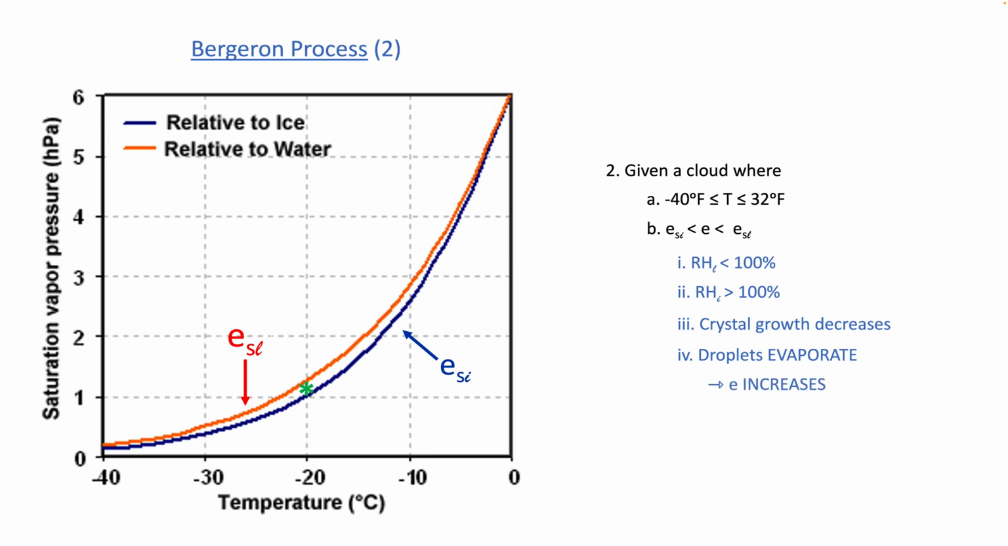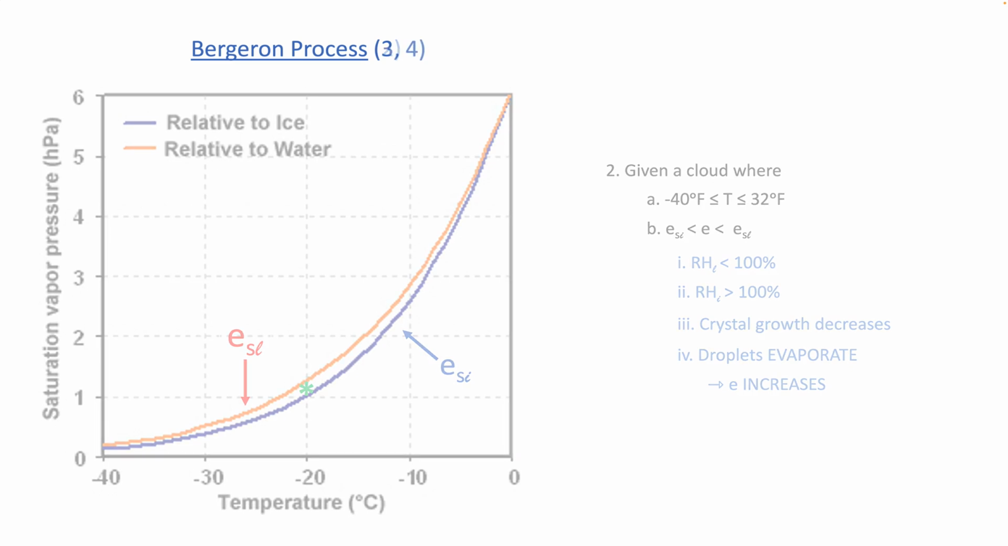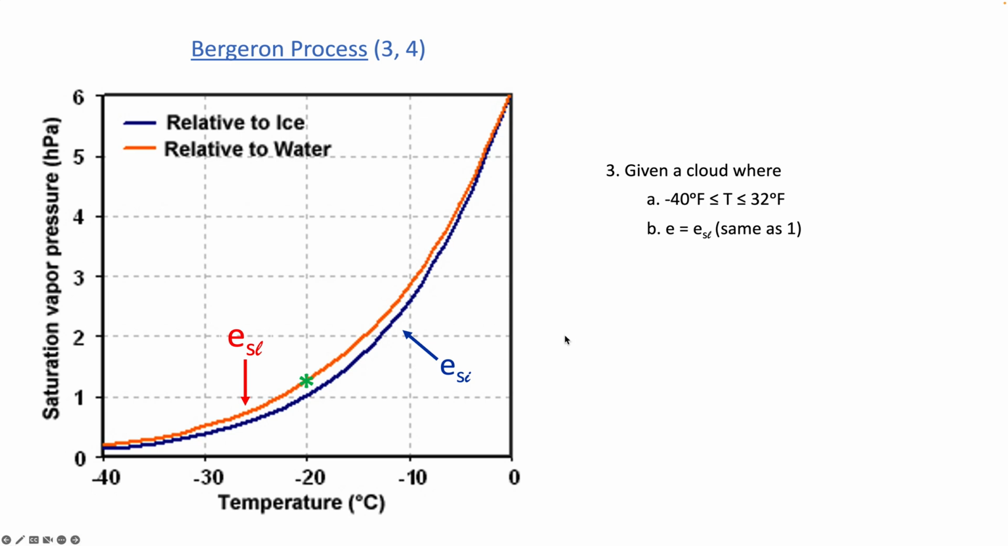So E is going to increase, and what we're going to see in our next slide is that the asterisk is going to pretty much bounce right back up to the saturation curve for the liquid water. So this is now steps 3 and 4 of the Bergeron process. So again, given a cloud where the temperature is between 32 and 40 below, we basically are where we started a couple of slides ago.